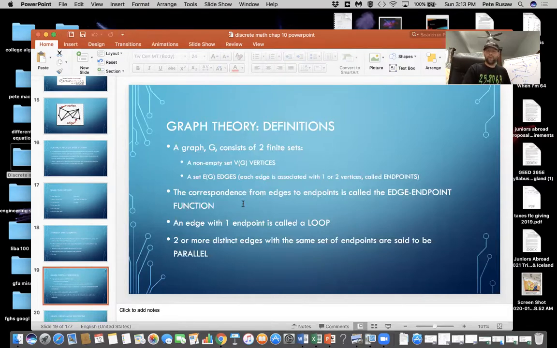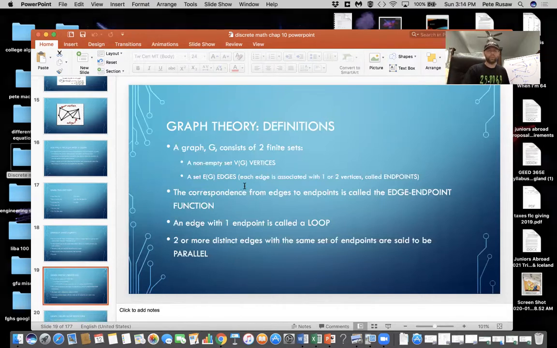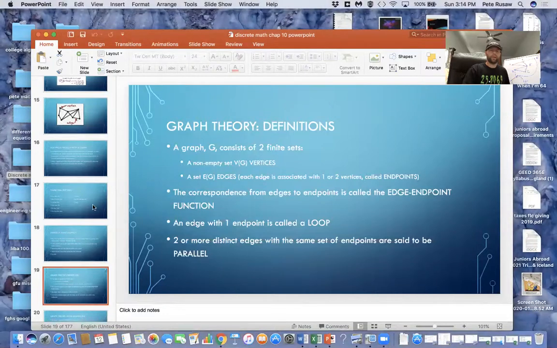An edge with one endpoint is called a loop. So you can go from a dot back to yourself. You can just wrap back around to it, and we'll see a few examples of that. And we can have two or more edges with the same set of endpoints. If we do have that, we have parallel edges.